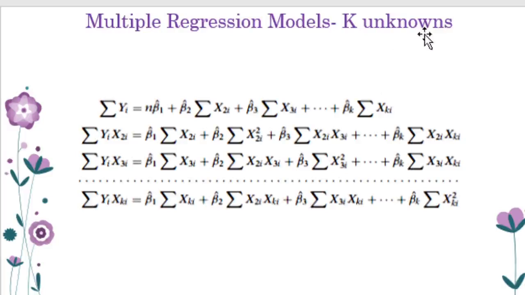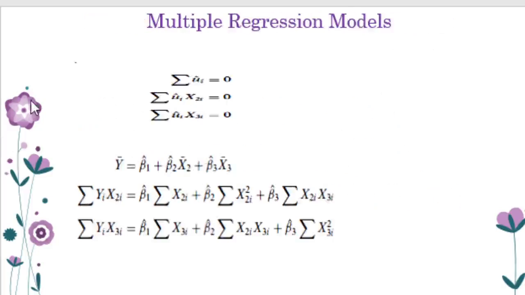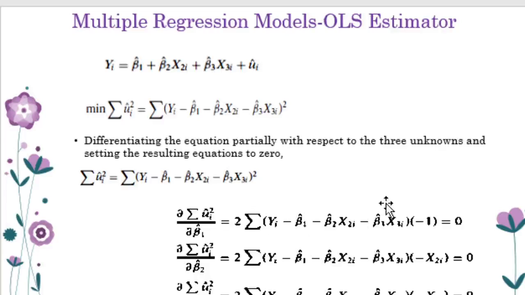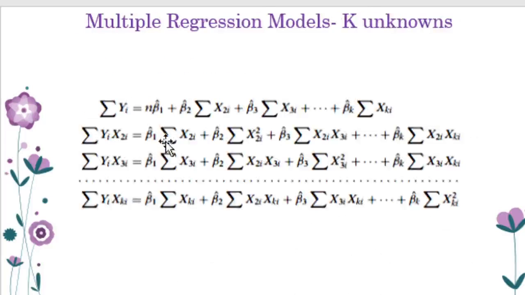We can extend these normal equations to k variables, that is, we can increase the number of variables up to k. Then after minimizing the sum of squares and taking the partial derivatives, we get the following partial regression equations. From this we can derive the various parameters. Here there will be k parameters.